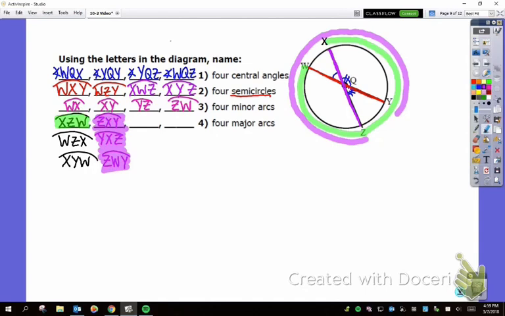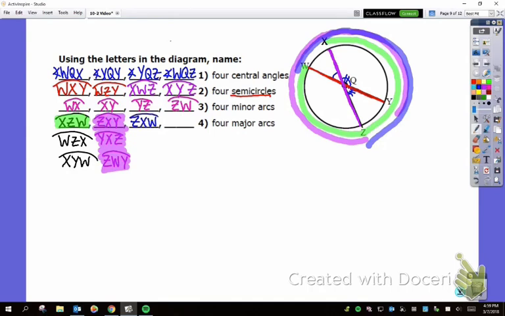All right, so let's go for number 3. For our third one, you could stay on that diameter, and we have a couple more options here. We could start at Z, and go to X, and go past X to W. That would work as well. So if we wanted to do that one, we could name it ZXW.